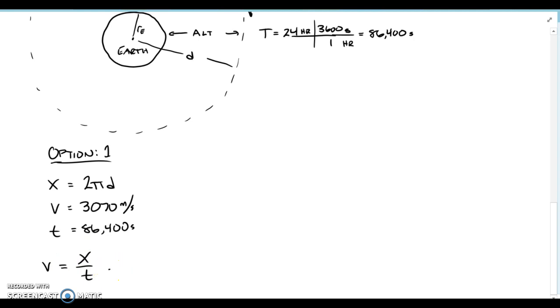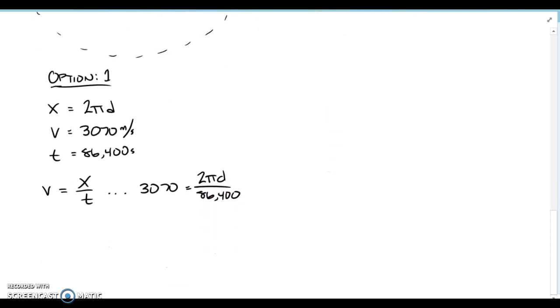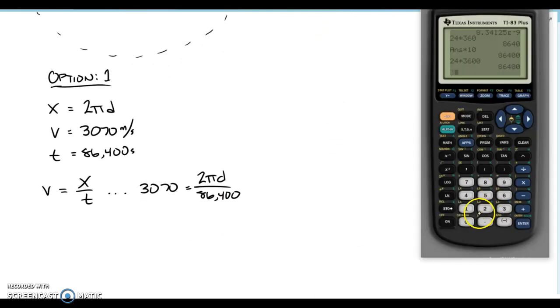And so we can plug in the variables we have. 3,070 equals 2 pi d, which is the distance it would take to go around the circumference of the circle, over the time, 86,400. And now we just need to solve for d. So I'm going to multiply both sides by 86,400. I have 3070 times 86400.